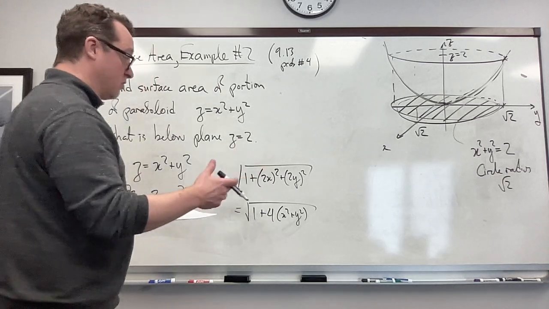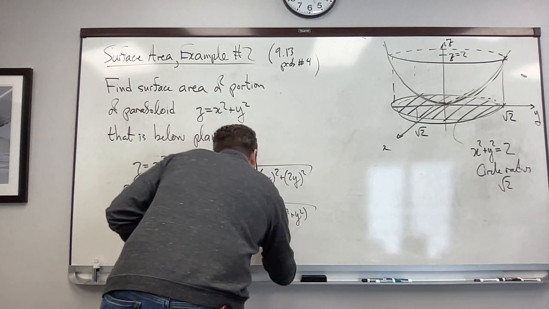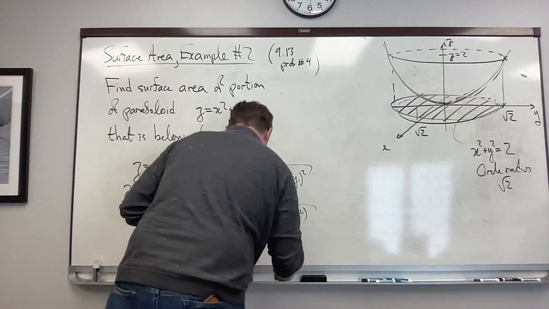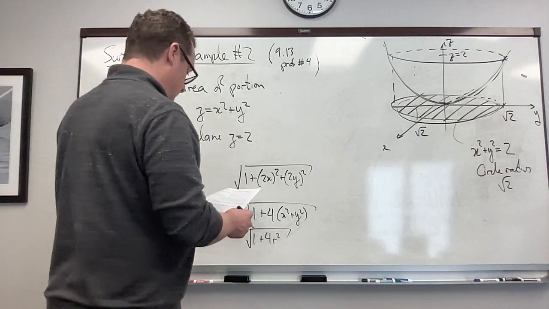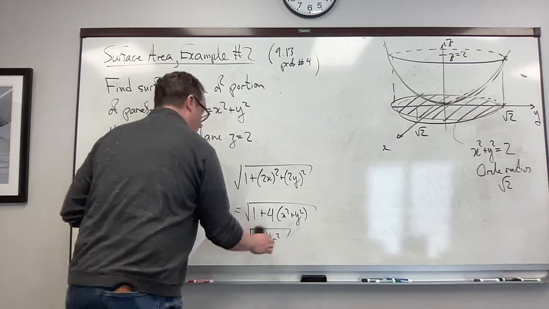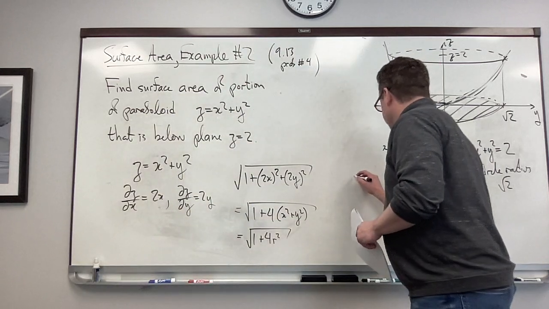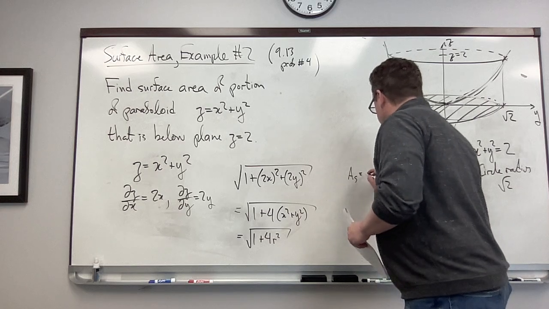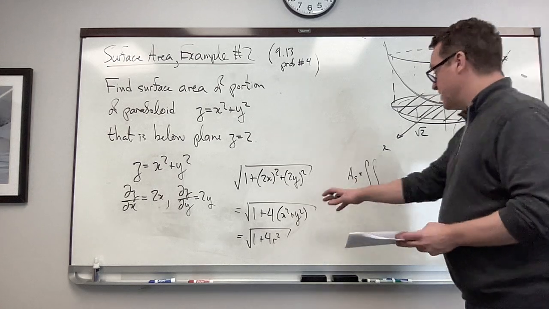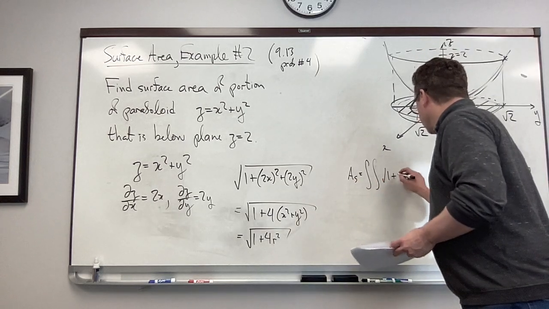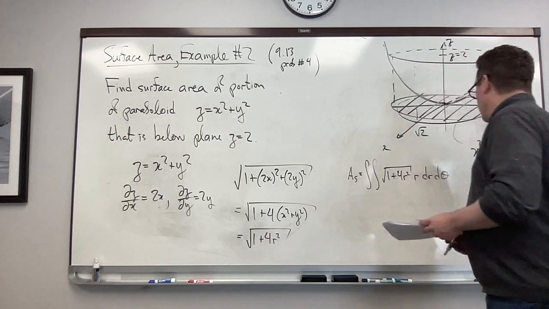And if we think about polar right from the get-go, x squared plus y squared is going to be r squared. So this is going to be the square root of 1 plus 4r squared. That's the integrand that we're going to integrate. Now we're going to integrate that integrand over the subregion on the bottom. So our surface area, I'm going to integrate in polar coordinates. I'm going to integrate this function, and I'm going to do it in polar coordinates.